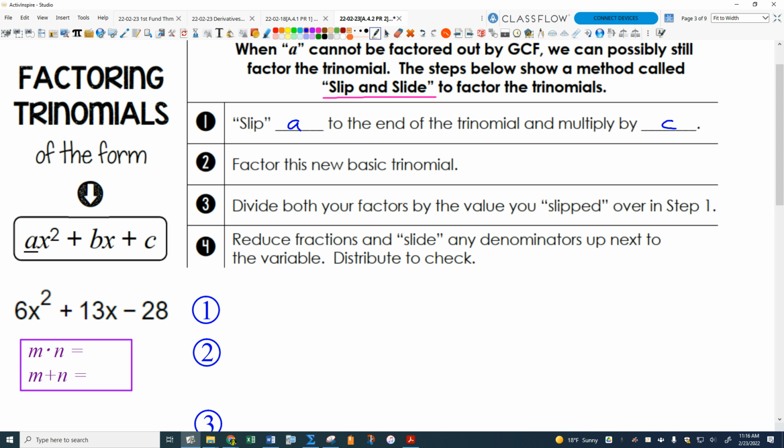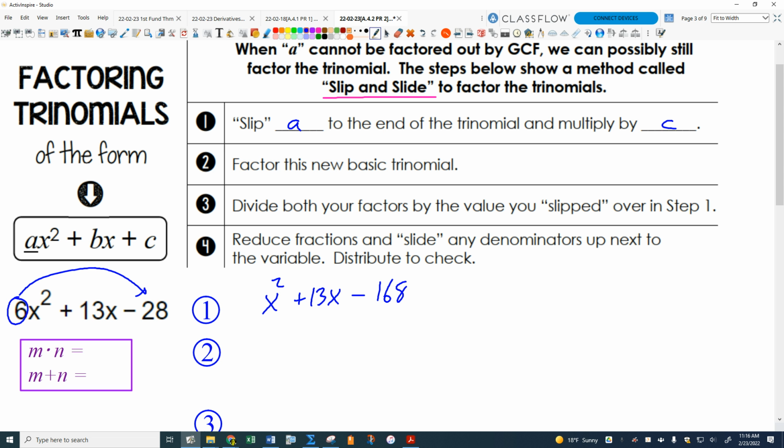So for this one then, what's the number that I'm going to slide to the end? 6. Okay, so we're going to take this 6 and we're going to slide it to the end and multiply. And that's going to give us x squared plus 13x minus 6 times 28. What's 6 times 20? 120. 6 times 8? 120 plus 48 is? 168. There you go.